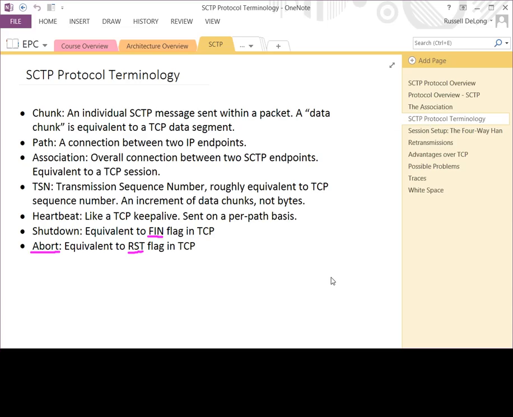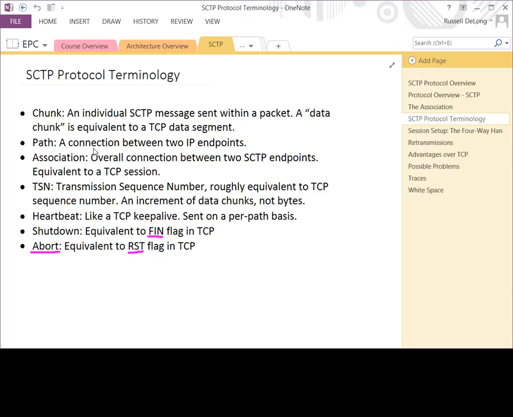So, SCTP terminology. A chunk is an individual SCTP message sent within a packet. You can have one or more chunks in a given packet. A data chunk, or chunk type 0, is really the most common and most normal SCTP chunk type, like a TCP data segment. So in TCP, where you send data segments, in SCTP it sends it as part of the message in a chunk called a data chunk, where you have the actual chunk header, and then you have the actual data being sent to the upper layers in the OSI model.